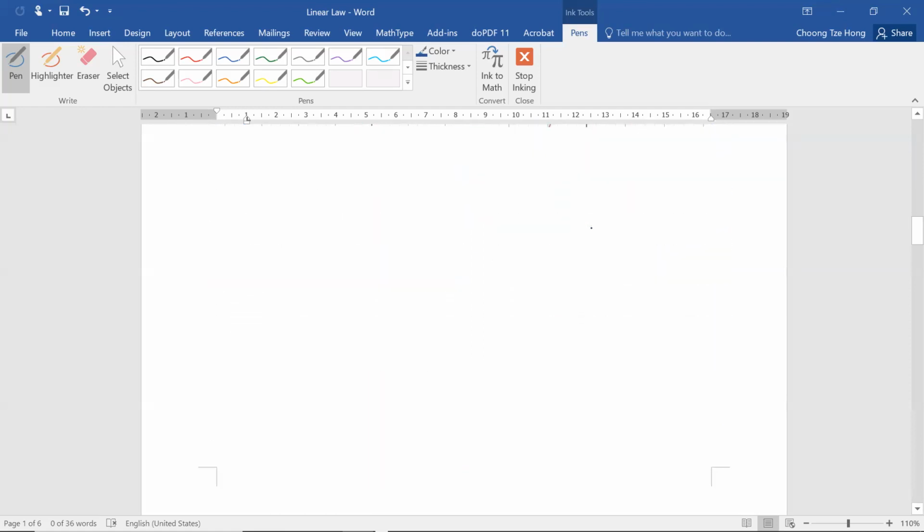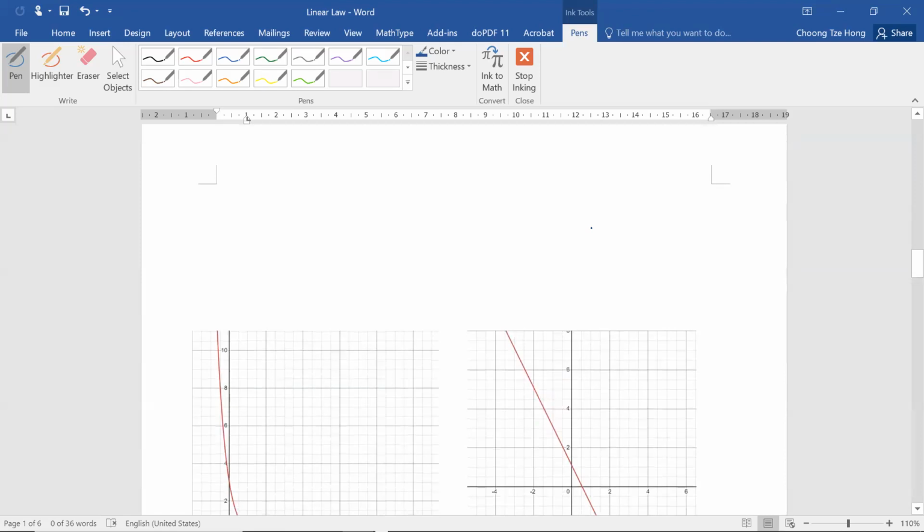Let's look at one final example. For this last example, the equation is m equals 3e to the power of minus 2t. Let's very quickly put this inside Desmos. M equals 3e to the power of negative 2t.